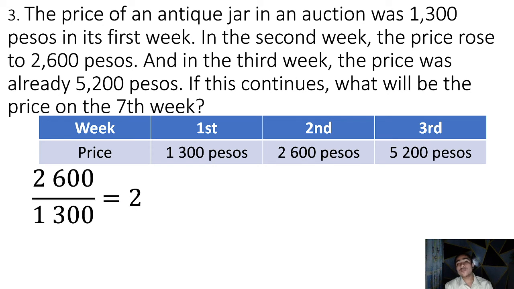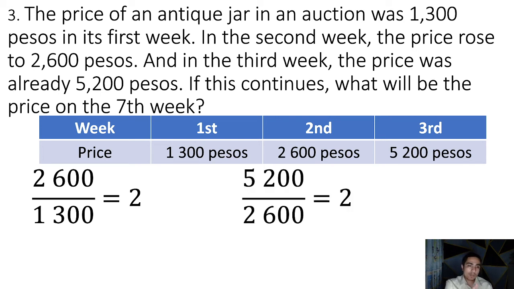So, try nating i-divide. Kapag geometric sequence, kailangan meron silang common ratio. I-divide natin yung pangalawa sa una or yung pangatlo sa pangalawa. So, we have 2,600 divided by 1,300 and that will give us 2. How about the third one and the second one? 5,200 divided by 2,600. And that will give us also 2. Therefore, we have a common ratio and this problem involves geometric sequence.